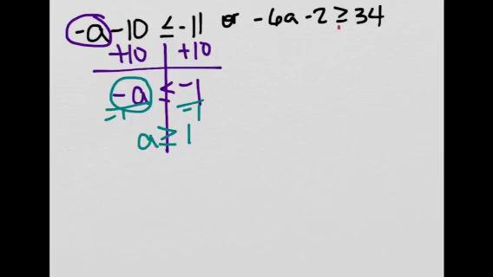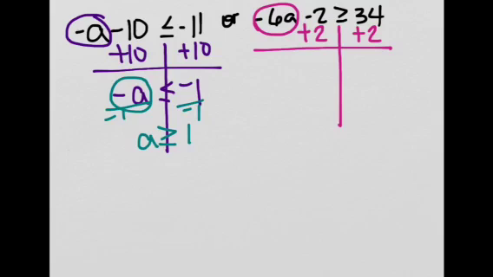I look to my next one, draw my line, circle my inequality, look to the other number there. It's a negative 2. It can't stay as a negative 2, so I must add 2 to both sides. 34 plus 2 is 36. Bring down my inequality sign. Negative 2 plus 2 is 0. And I have negative 6a left on this side.